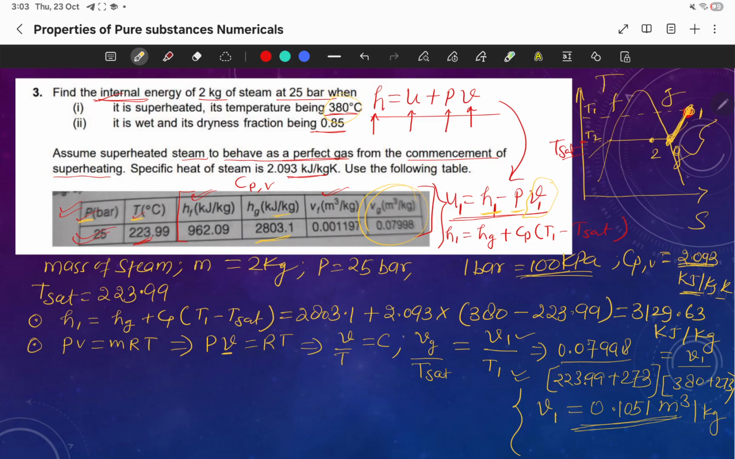So I think we have all the values for calculating this internal energy. Now just write the equation U1 equals H1 minus P V1. So do we have the value of H1? Yes, we have calculated it here. Just put it properly.